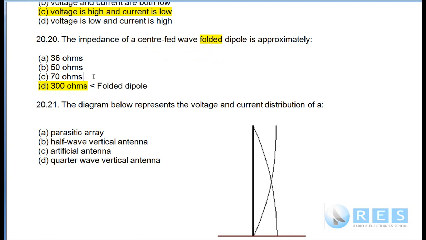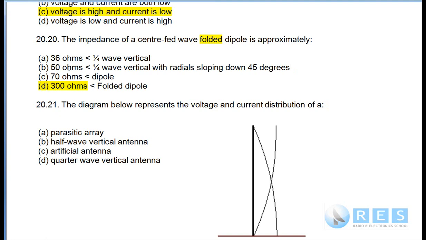Impedance of a folded dipole. This is the impedance of a standard dipole. Don't mix them up. This is the impedance of a quarter wave vertical. And this is the impedance, 50 ohms, of a quarter wave vertical with radials sloping down at 45 degrees. So you've got the whole lot there.